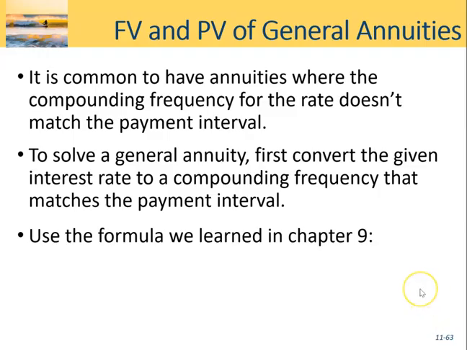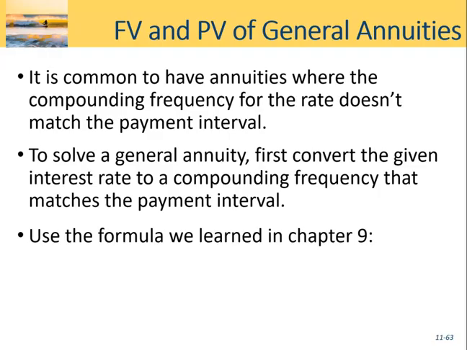So the next thing that we're going to look at is a general annuity, okay? So we've been looking at the ordinary simple annuities, and now it's a general annuity. And what a general annuity, if you remember from the flow chart that we looked at earlier in the chapter, means is that the compounding frequency and the rate of payments don't match. So maybe it's compounded semi-annual, but the payments are made monthly, okay?